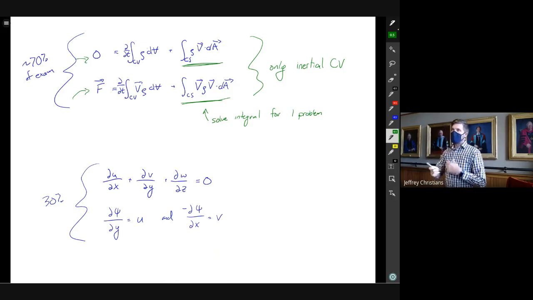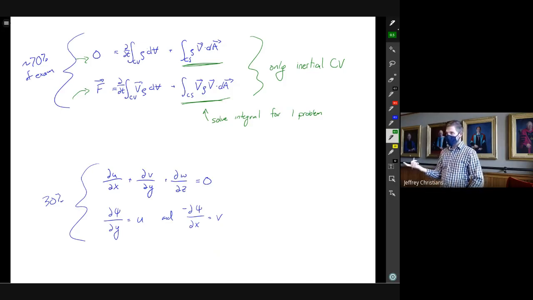I could be asking something like, for the top one, continuity, given this velocity field, is it an incompressible velocity field? Is it possible? Or does it break conservation of mass? So I could ask a question like that. You did a couple on the last homework. I could also ask a question like we did on the last in-class assignment, where I know the U component, what would be a possible V component? So you could go either way on that.